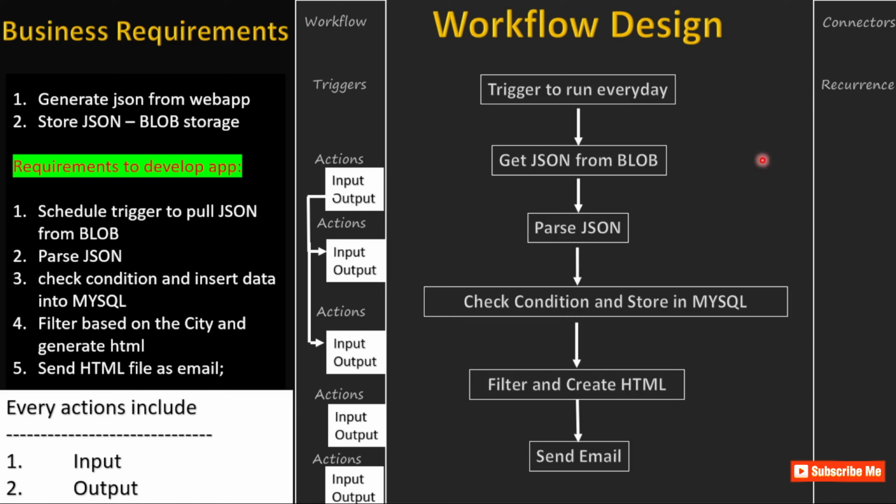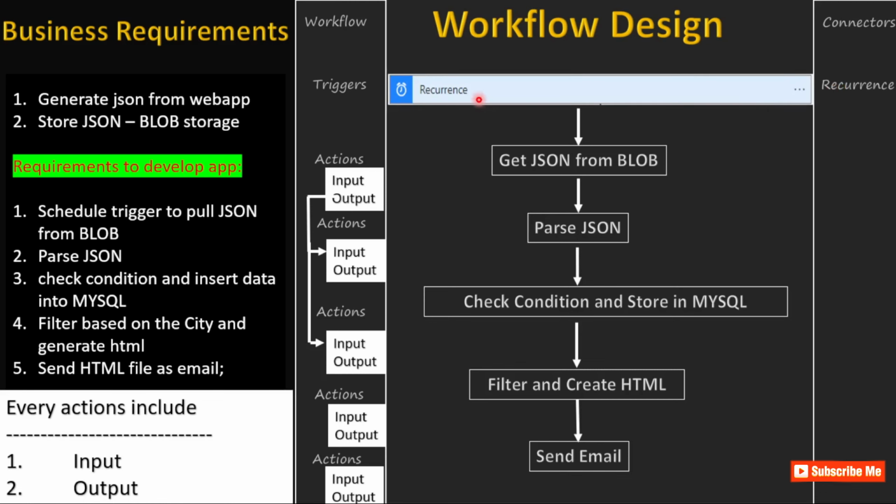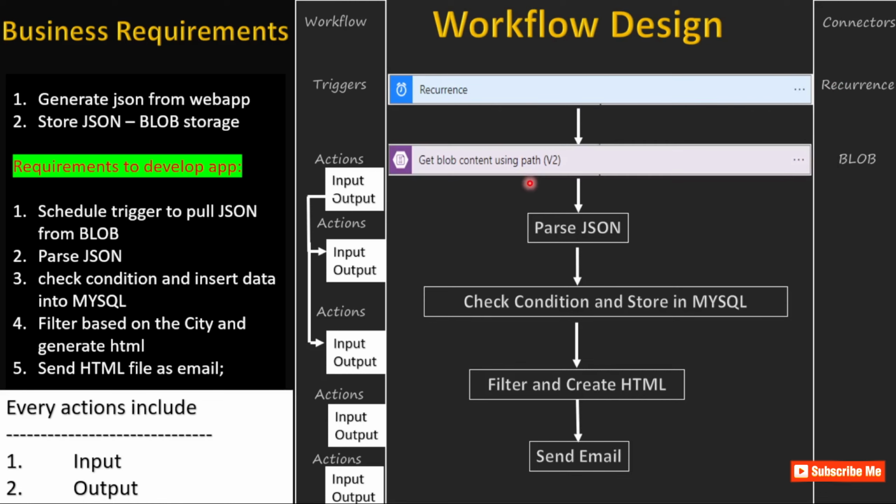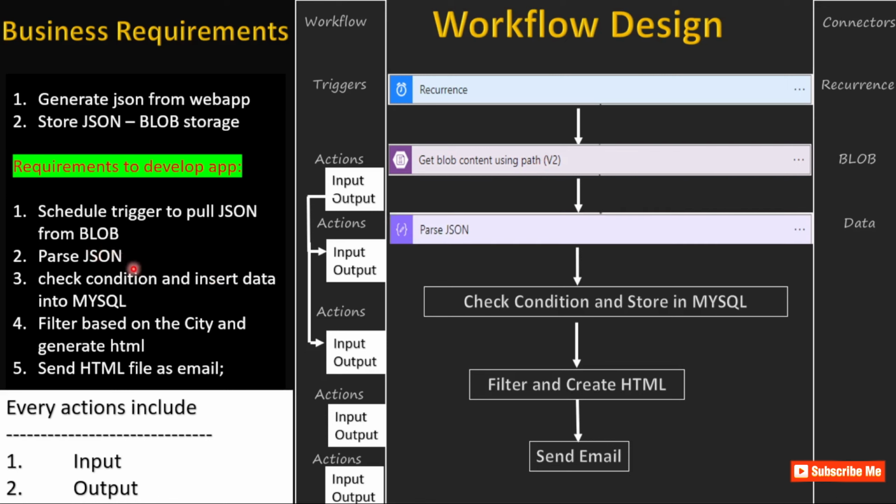In the first requirement, I need to run this job on a daily basis. For that you need to use the Recurrence service connector to perform that action, and then you need to get the JSON from Blob. For that you need to use the Blob service as a connector, and then I need to read the data in the JSON file. For that you need to use a data connector. Within the data connector there are multiple options. Within that, you need to select Parse JSON to read your JSON file.